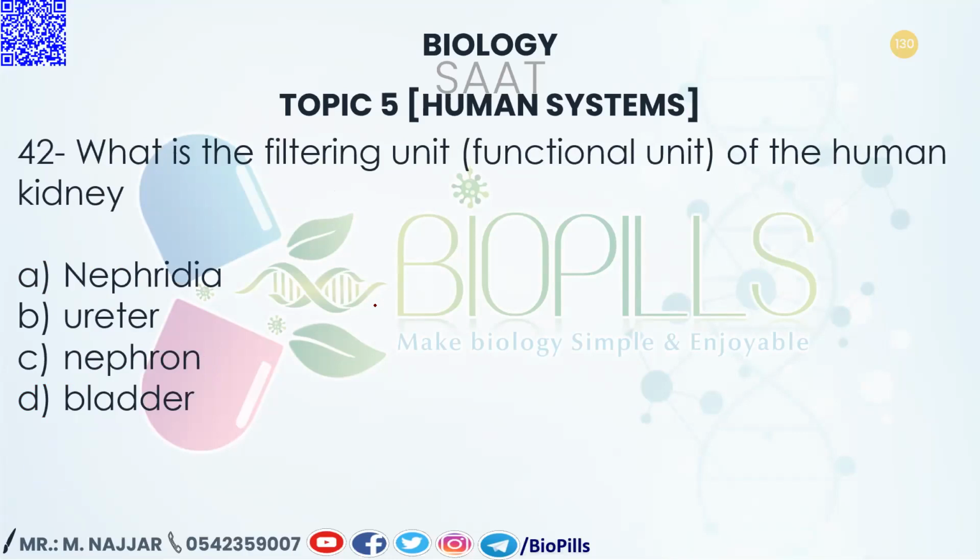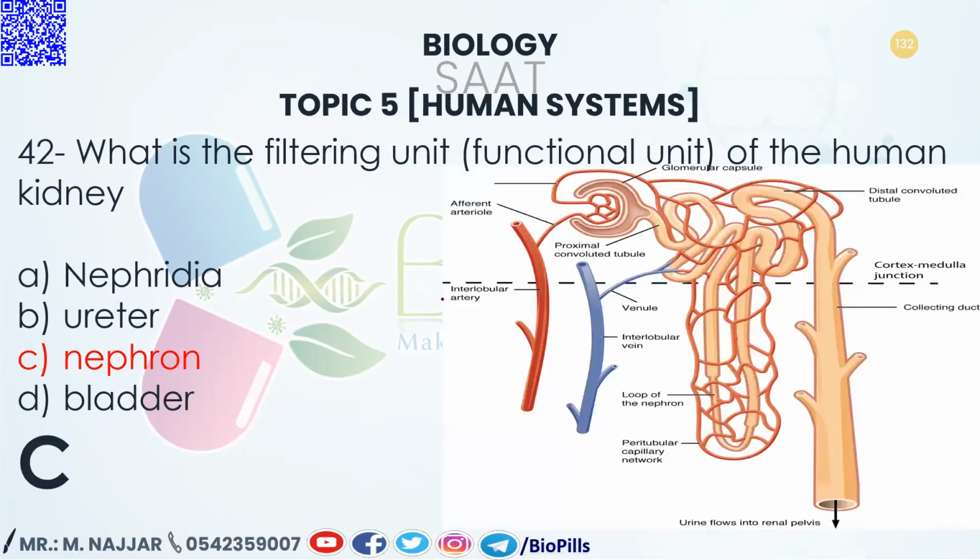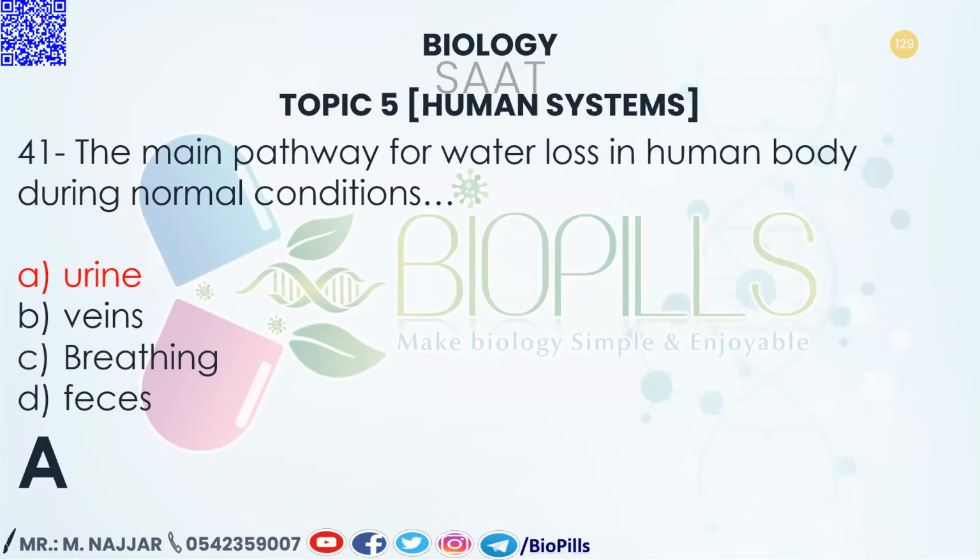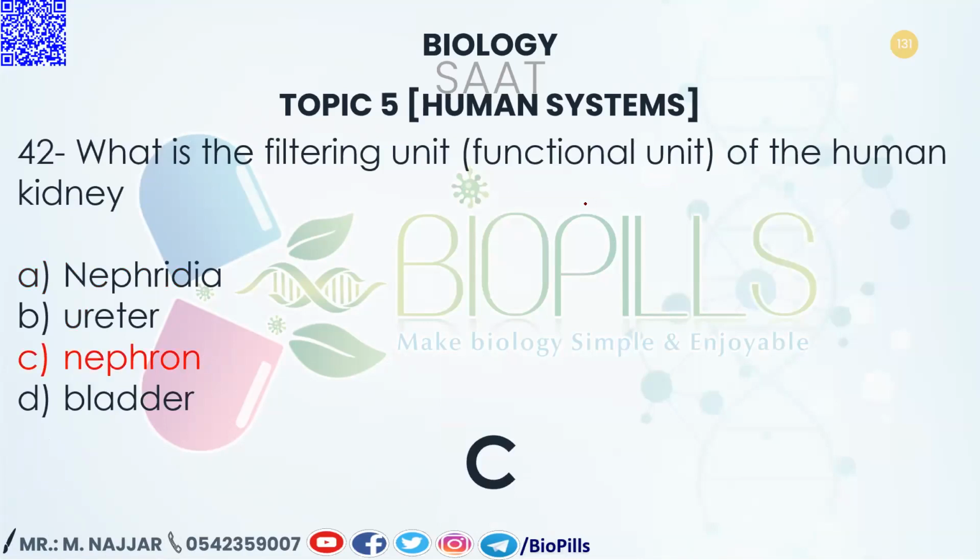Question number 42. What is the filtering unit, the functional unit of the human kidney? A, nephridia, B, ureter, C, nephron, D, bladder. Of course, the correct answer is C, nephron. Nephron is the functional unit, and this is the structure of it. Nephridia, as I told you, is found in invertebrates such as segmented worms, the earthworm, the annelid.